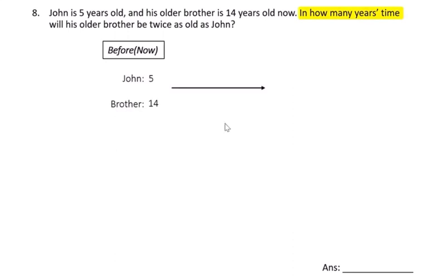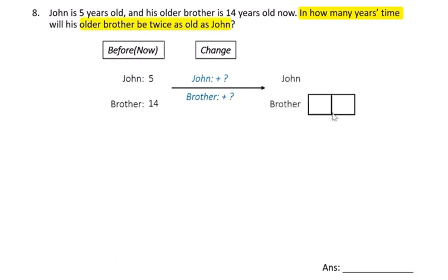So you know, I already said everyone grows older. That means everyone will age by, I don't know how many years will pass. This will be the change in the number of years. Okay. In how many years' time will his older brother be twice as old as John? So for the brother, you need to draw 2 units to represent and 1 unit for John. This will be after. So before, change, after, we call it BCA.